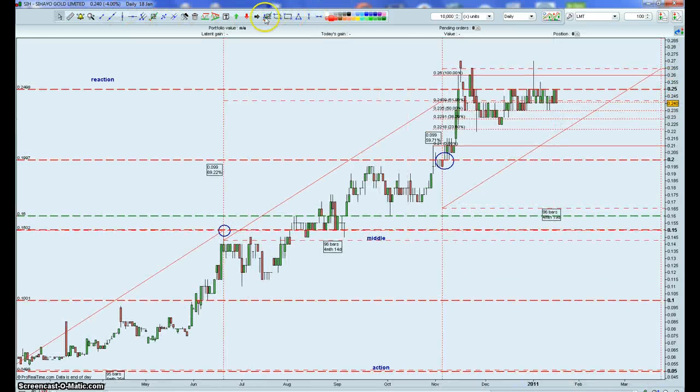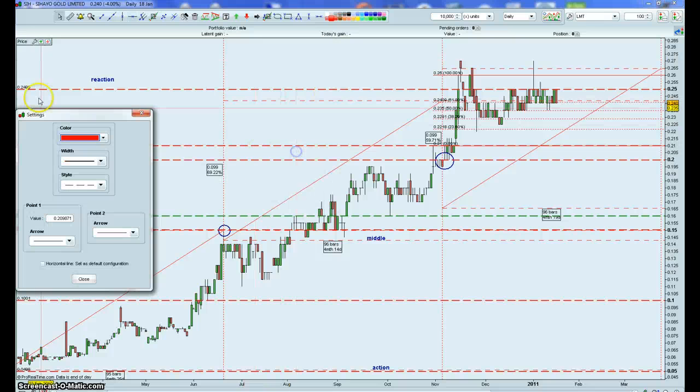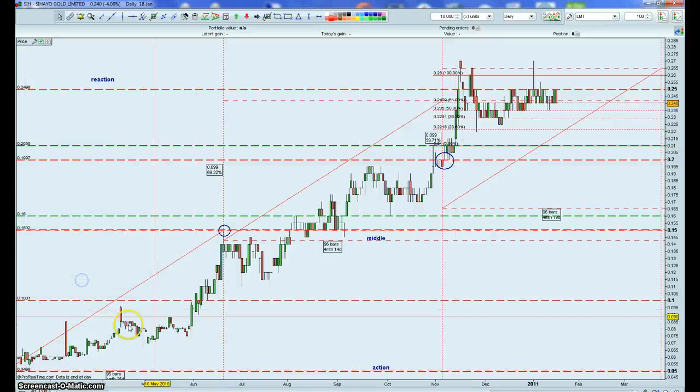So that's our action line. Our middle line is there, and we can see that at the middle line, same as with these red middle lines, there's been resistance. There's actually been a support resistance between these two lines here. So that's interesting.